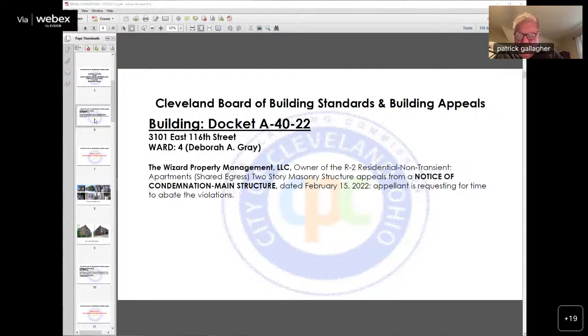We have next docket, A 4022. Okay, that's 3101 East 116th Street. Application and fees are in order. This is a notice of violation of a condemnation of the main structure issued on February 15th of 2022. Appellant's appeal received by March 15th of 2022, requesting time to abate the violation. Present for the hearing, Tom Vanover, Building and Housing, Patricia Ashton, Law. With the appellant or his or her representative, please state your name for the record.